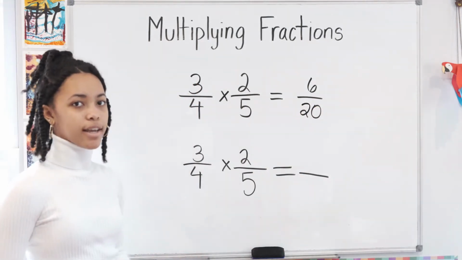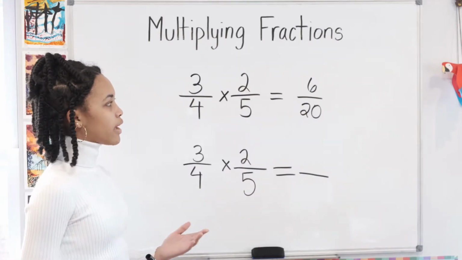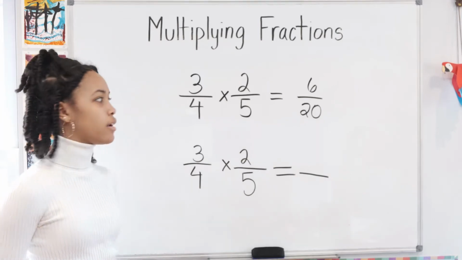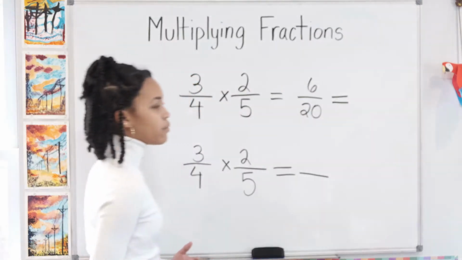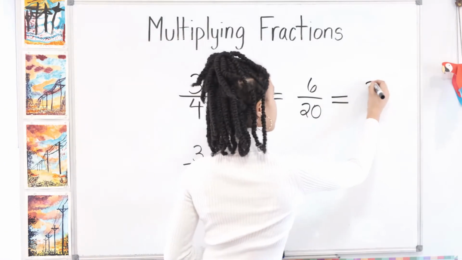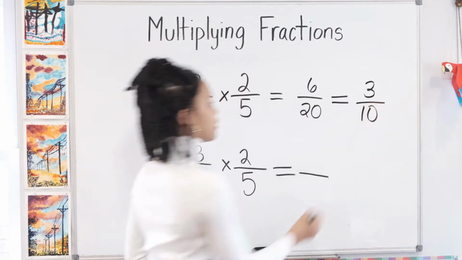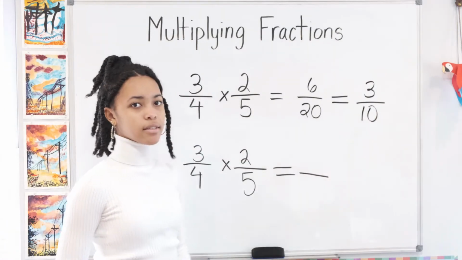But we're not done yet. We still need to reduce. We need to find a number that can fit into both 6 and 20 evenly. And that number is 2. So now we divide. 6 divided by 2 is 3. And 20 divided by 2 is 10. So you get your final answer of 3/10.